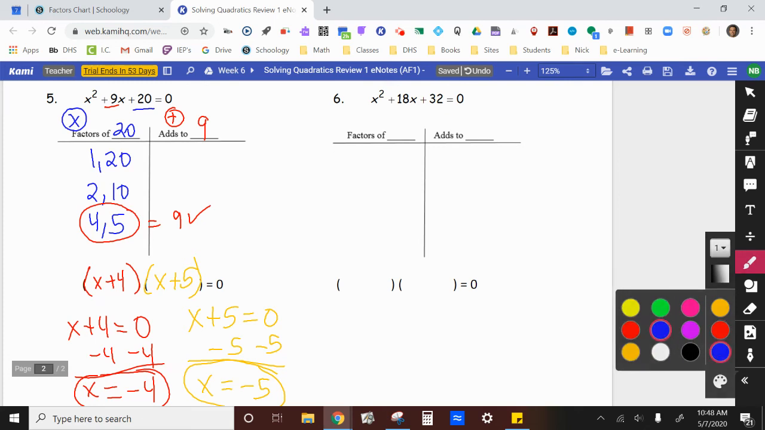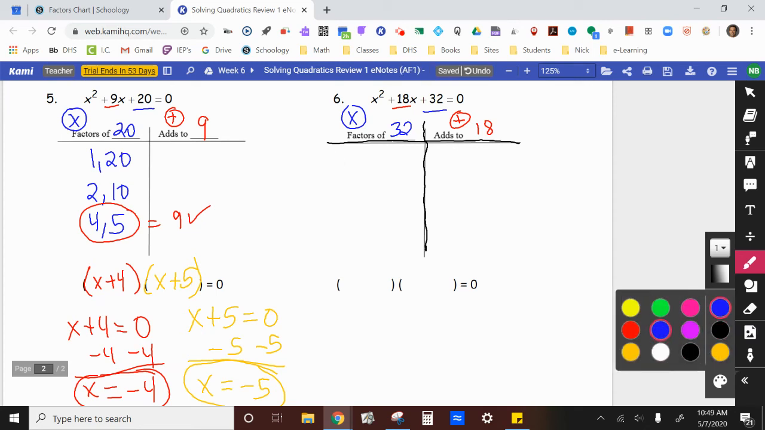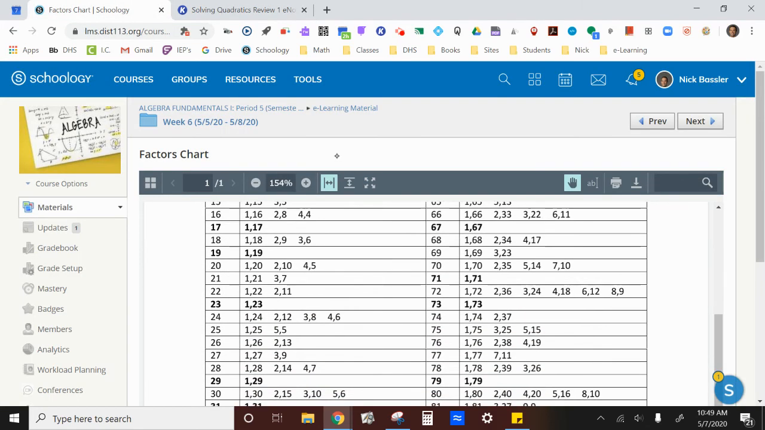All right, let's see how we did here. Here we're finding factors of 32, or numbers that multiply to 32 that add to a positive 18. If you were not able to print these out, you can just make a simple t-chart like this: multiplies to 32, adds to 18. Now I have to list out my factors of 32. Again, if you need to, reference this chart.